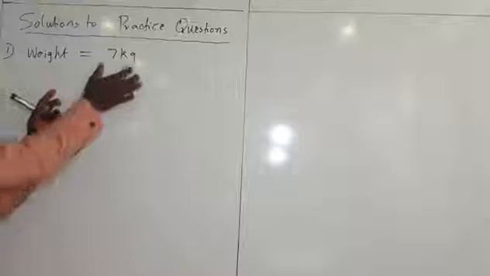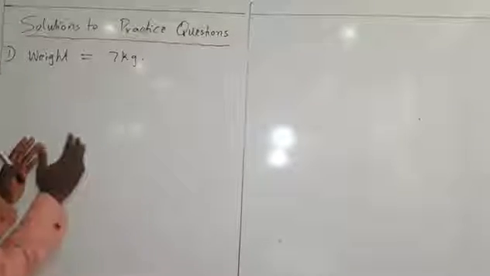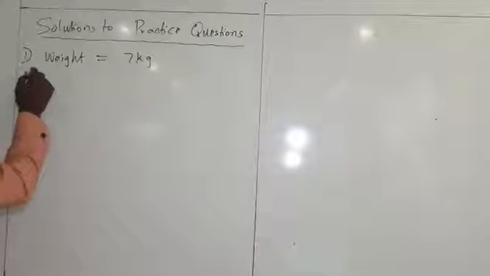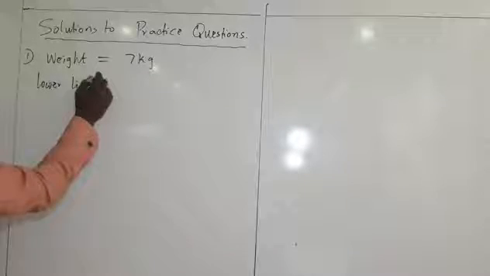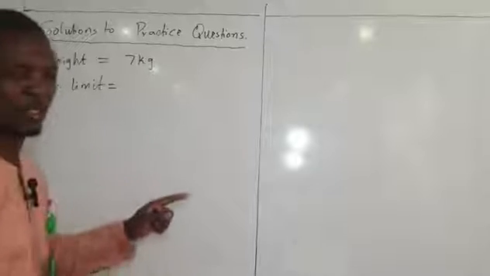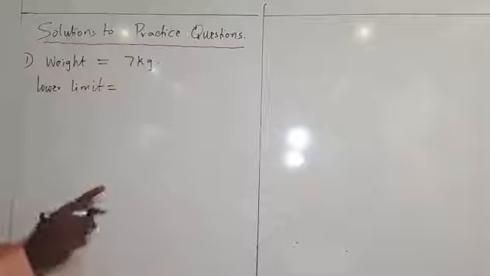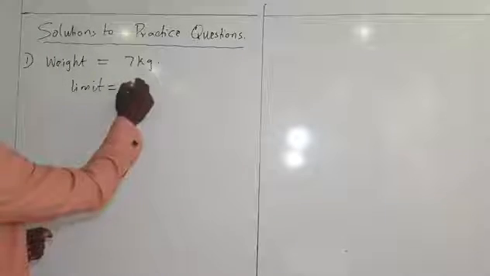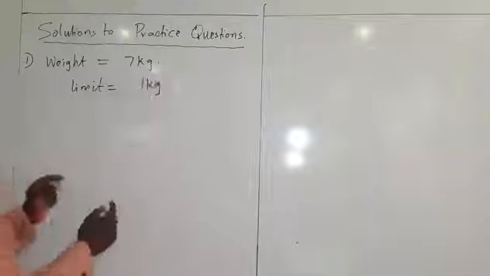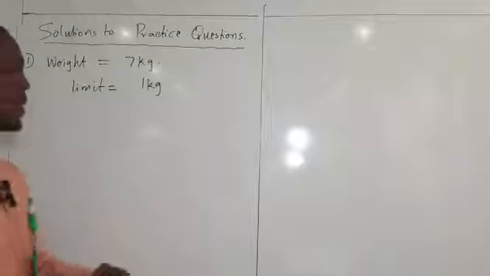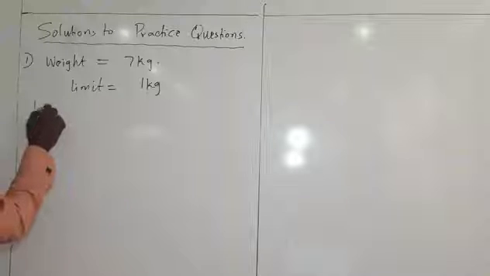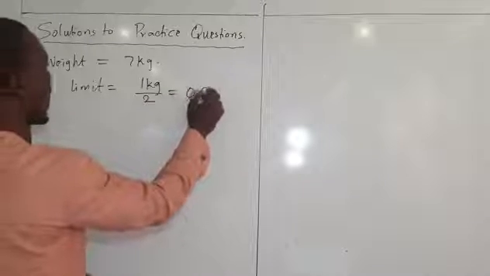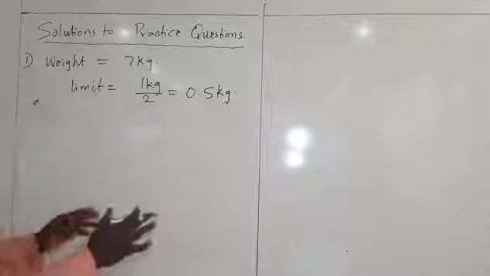So we are asked to correct this 7 kg to the nearest kilogram. We are going to have two limits, that is the lower limit and the upper limit. So we consider the unit we are correcting to, which is the nearest kilogram. Nearest kg means 1 kg. Since we are dealing with two limits, the lower limit and the upper limit, we take 1 kg all over 2, which is 0.5 kg. So this is the limit, 0.5 kg.